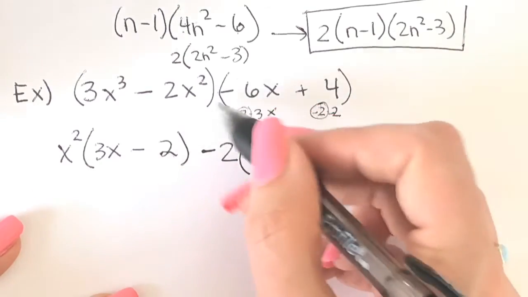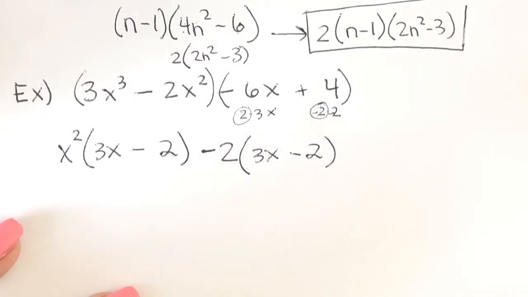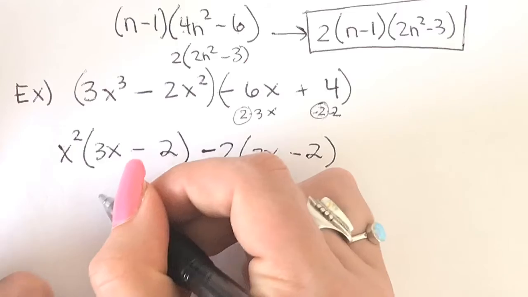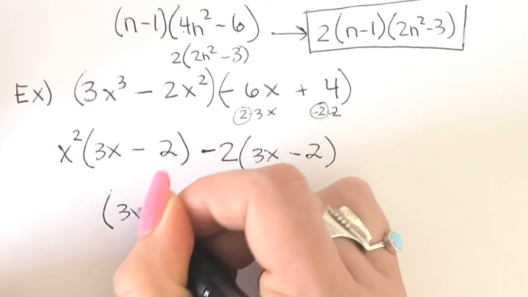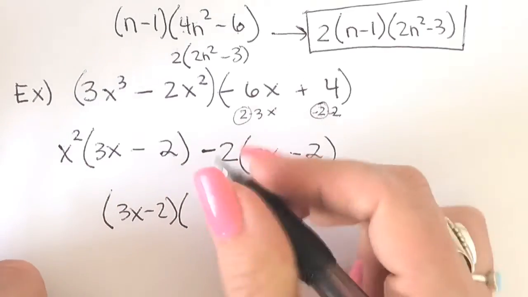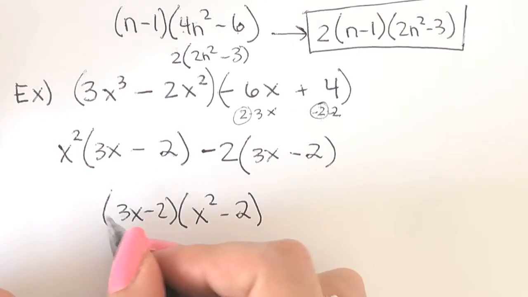So keep an eye out for when this third term is negative. It's going to end up flipping all the signs in that group. But we see the 2 insides match, so we're good. So we have the 3x minus 2 comes to the front, and then these 2 terms come inside the second part. And we're done.